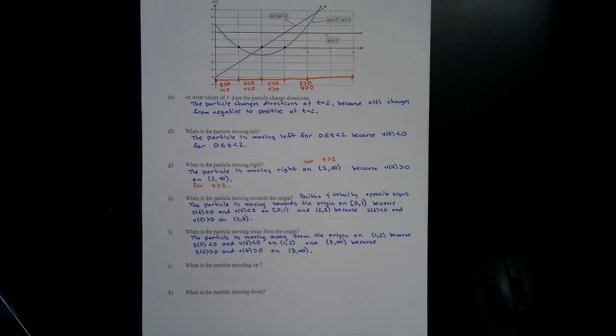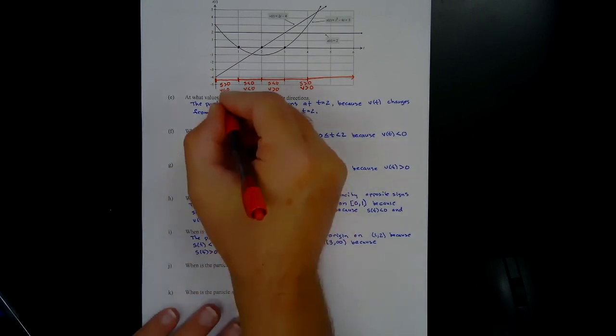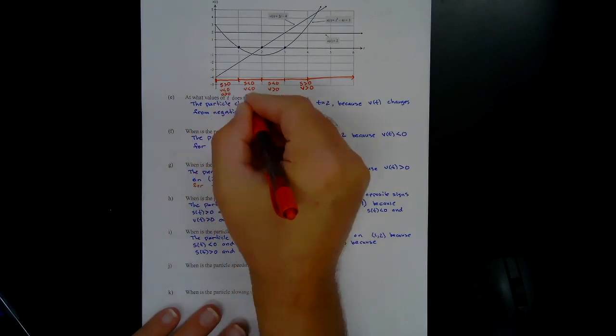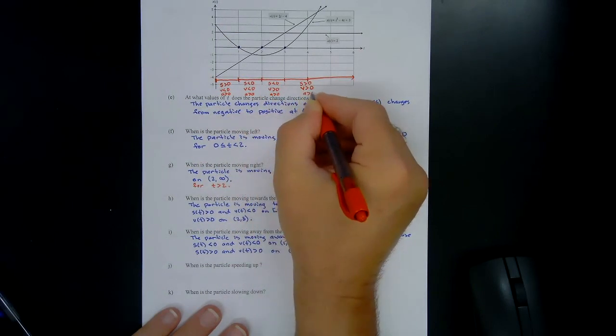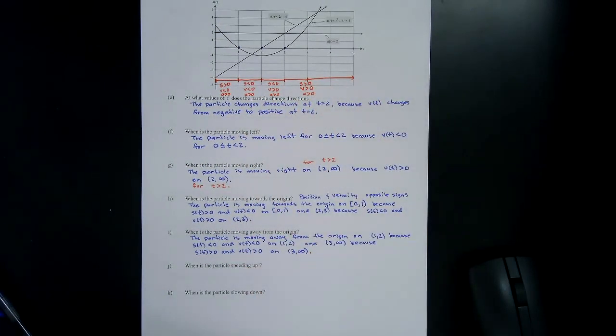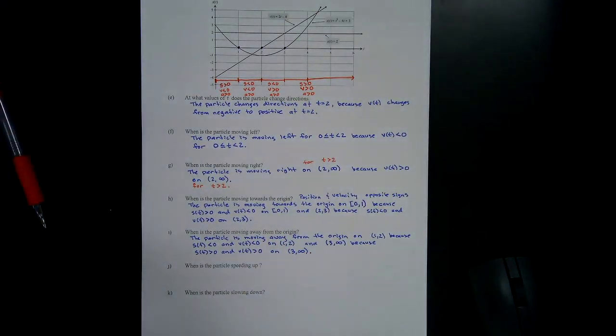So the next two questions are asking when is it speeding up and when is it slowing down. Now, speeding up and slowing down has to do with the combination of velocity and acceleration. What's nice about this problem is the acceleration is constant. It's always 2. It's always positive. So A is greater than 0 the whole time, because it's 2, which is positive, which means it's greater than 0.